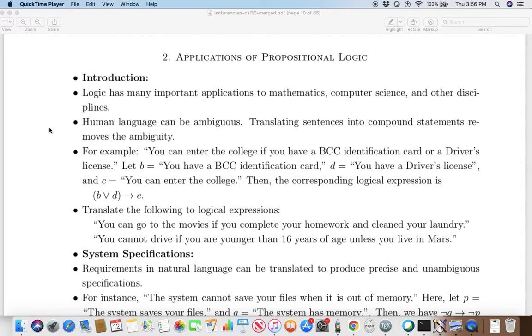Welcome back. Lesson 2, Applications of Propositional Logic. Introduction. Logic has many important applications to mathematics, computer science, and other disciplines. Human language can be ambiguous. Translating sentences into compound statements removes the ambiguity.